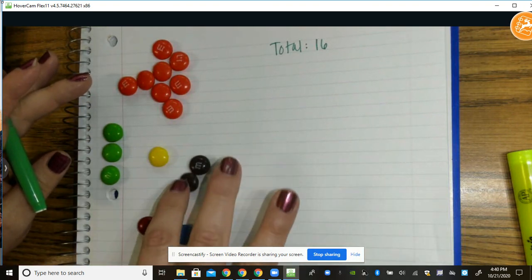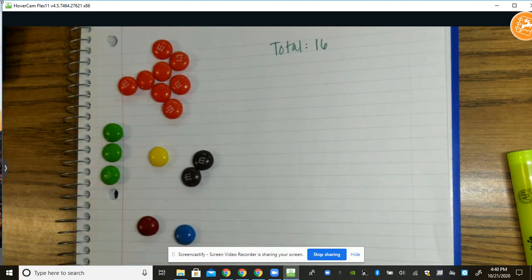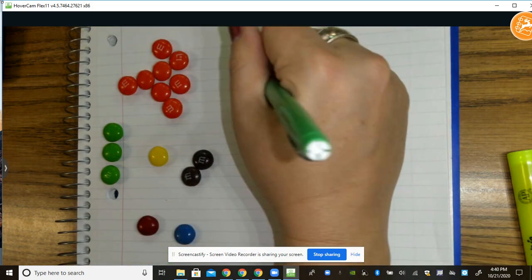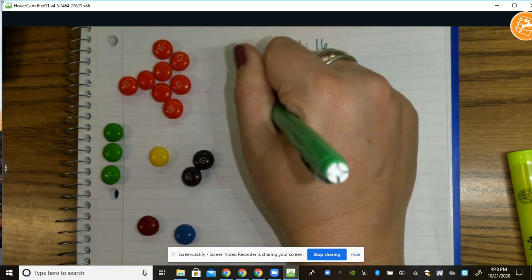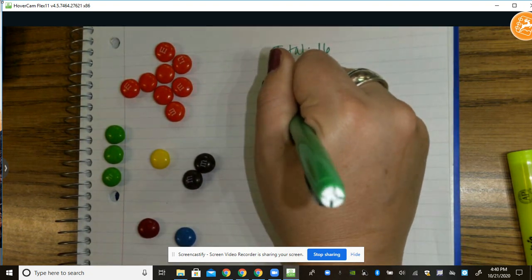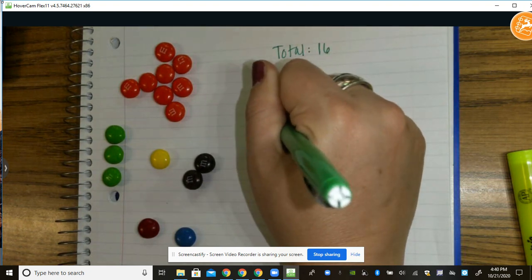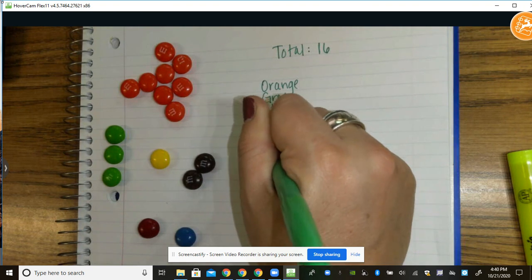Oh, that brown goes right up there. So I have 1, 2, 3, 4, 5, 6. So I have all 6 colors. So we're going to write the colors of these M&Ms. So I have orange. I have green. I have yellow, brown, red, and blue.